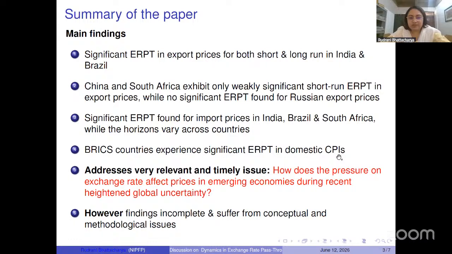I'll not go to the findings because we had a lot of discussion on that. The results are heterogeneous, and what is important for India is that we see both significant short-term and long-run ERPT into all prices. Before going further, I just wanted to respond a little on what Dr. Bhanumurthy was talking about, what it means by long run.